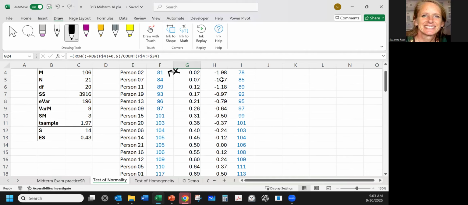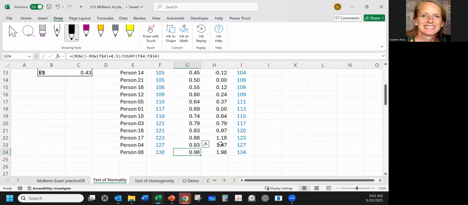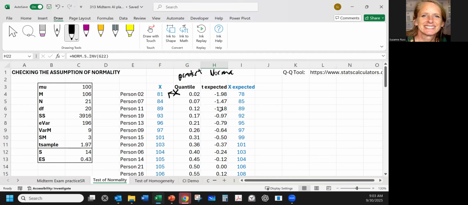We can see here that we go minus 1.57 and 1.47, 1.18, and at the other end, minus 1.18. So this is a perfectly normal distribution. And then finally, we use a familiar formula. We just take these t-scores in this case, and we figure out what the expected score would be, using the z-score formula.